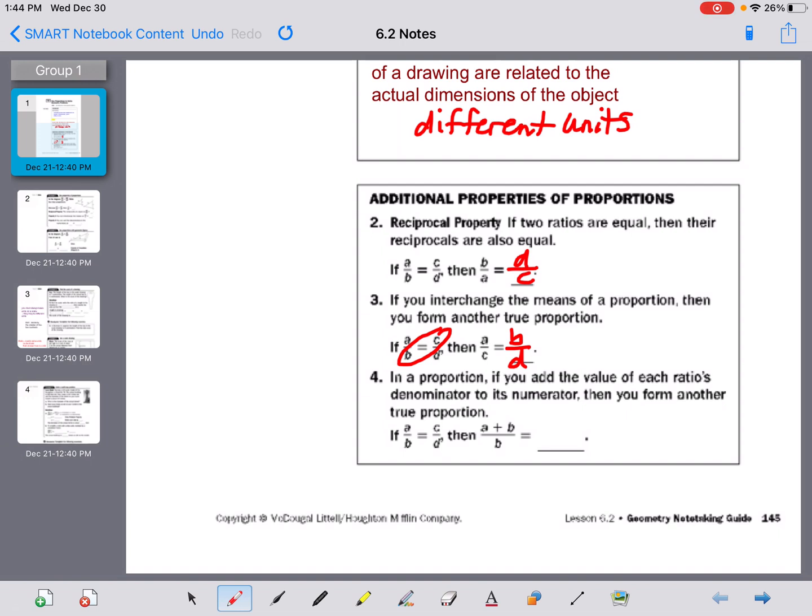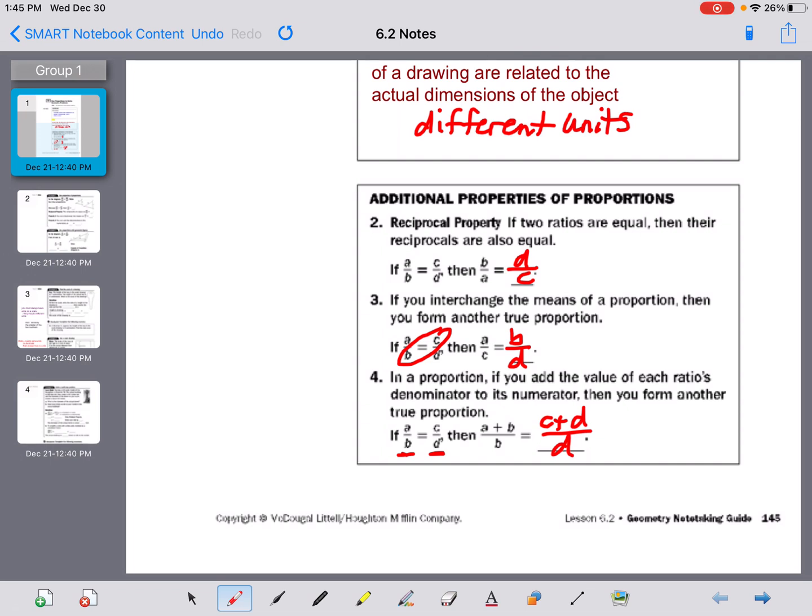The last one says in a proportion, if you add the value of each ratio's denominator to its numerator, then you have another true proportion. So on the first one, I had B in the denominator. So if I add A plus B over B, I add on the second one its denominator C plus D over D, and I still get a true proportion. Okay, I see the rules.